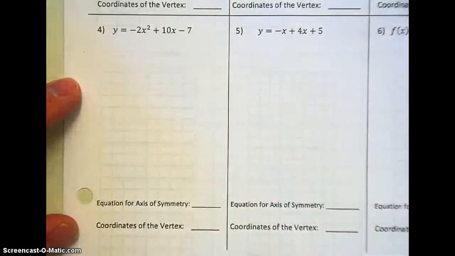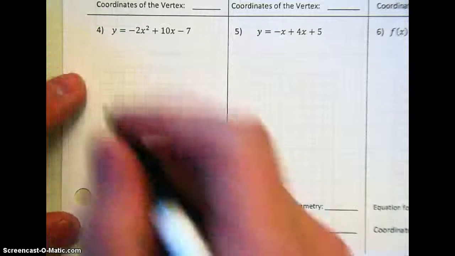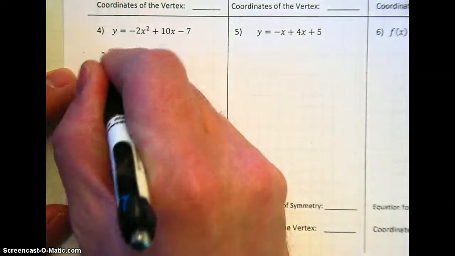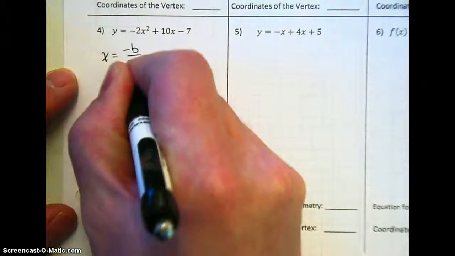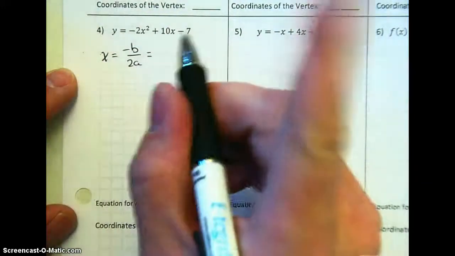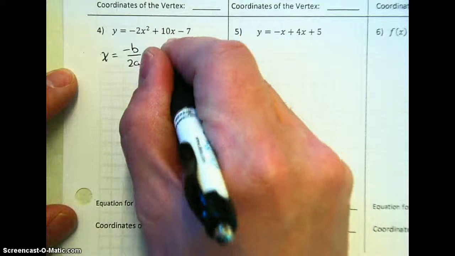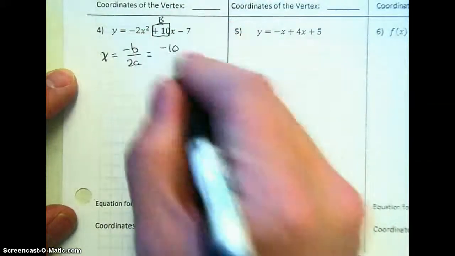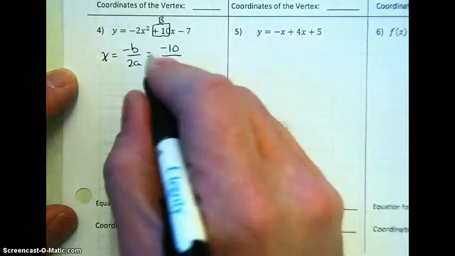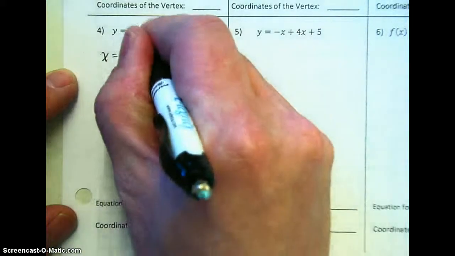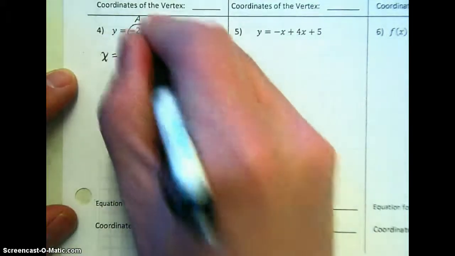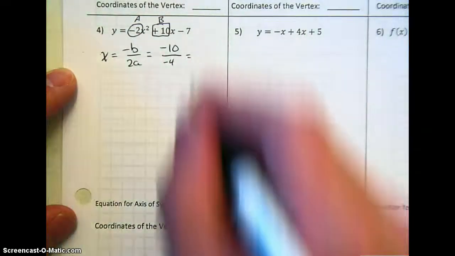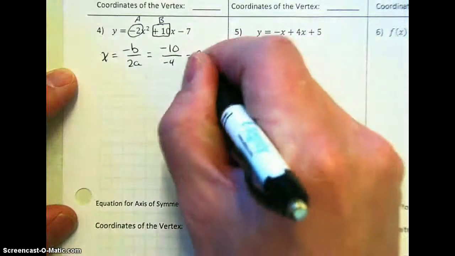How do we find the axis of symmetry? Opposite of B over 2A. Opposite of B is? Negative 10. Good. Remember, this is our B term. And 2A? Negative 4. Good. 2 times negative 2, that's our A term. So that gives us negative 4. And negative 10 over negative 4 is? 2.5. Okay. Good.